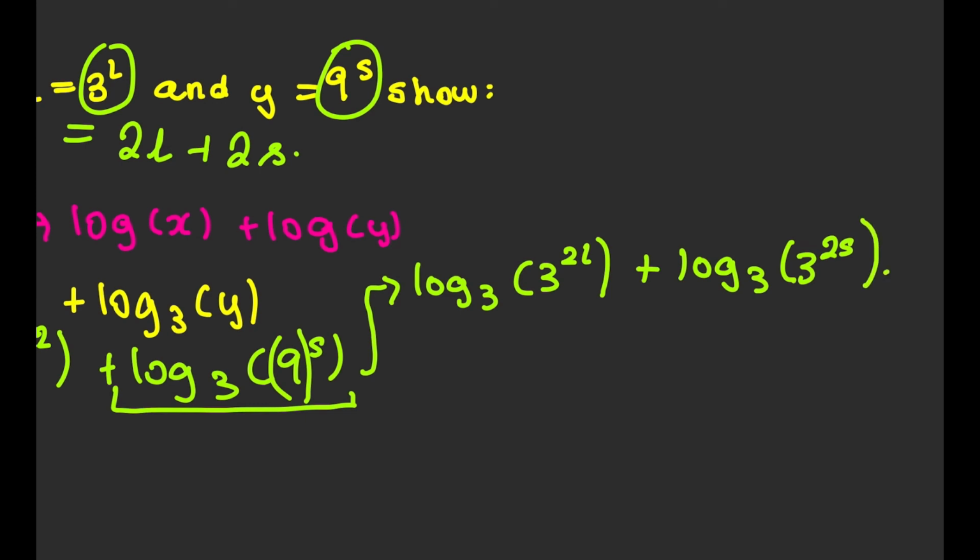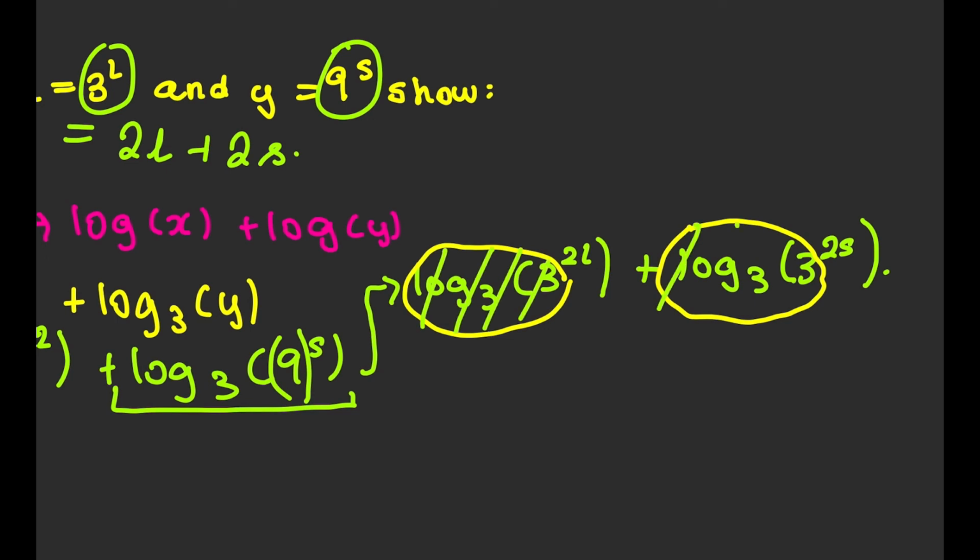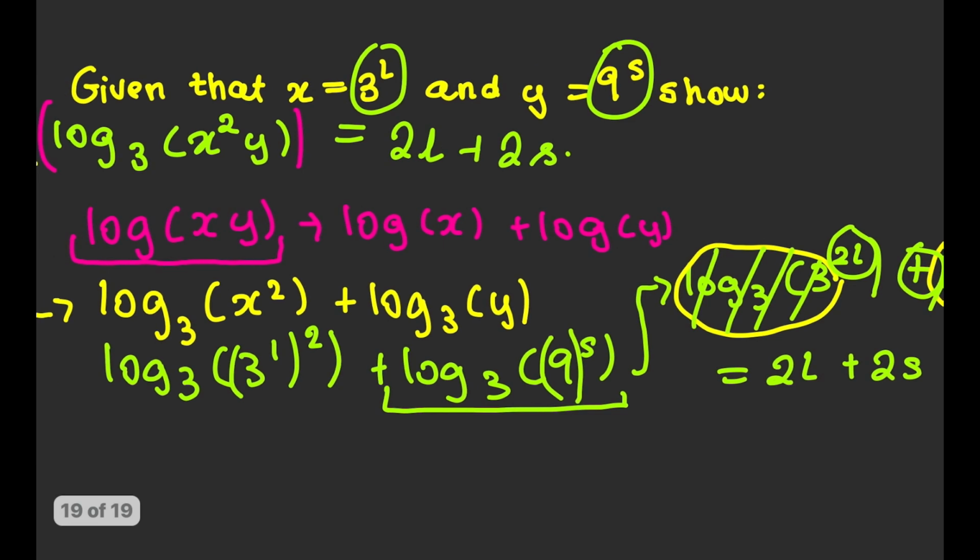Now we've got the answer. So we have log base 3 of 3. This as a whole cancels, and we have log base 3 of 3 again here, and that cancels as well. And now we can prove that if these two expressions are gone, we remain with 2L and 2S with the addition sign left. And that simply means we can show that 2L plus 2S is the equation. And that is the answer that they have asked us to prove.